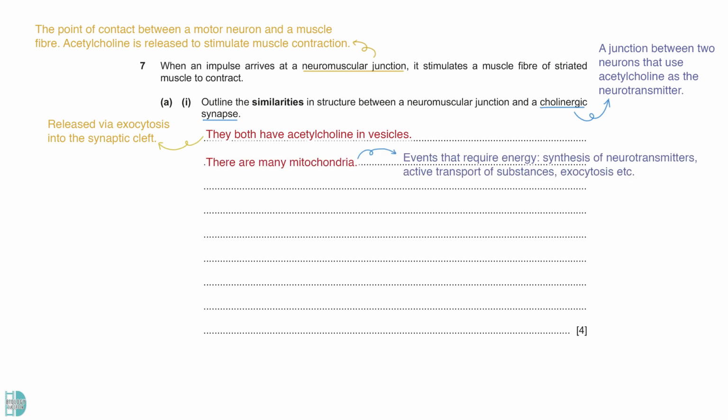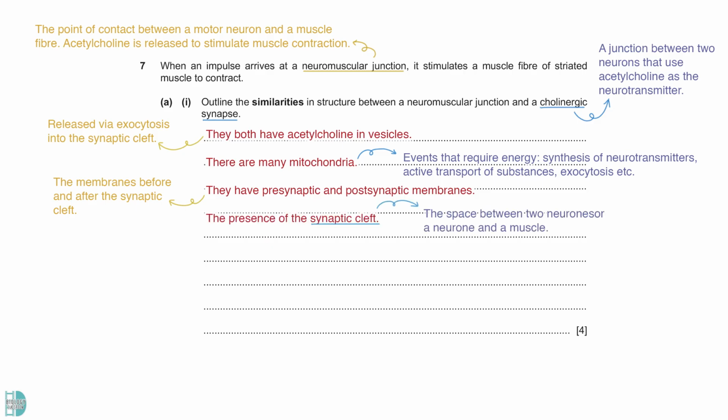Many events in a synapse require energy. For example, synthesis of neurotransmitters, active transport of substances, and exocytosis. So, they have many mitochondria to produce ATP. Both structures have presynaptic and postsynaptic membranes. These are the membranes before and after the synaptic cleft. The space between two neurons is called a synaptic cleft. The same term describes the junction between a neuron and a muscle.